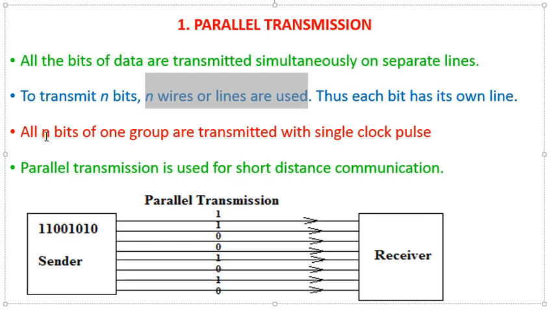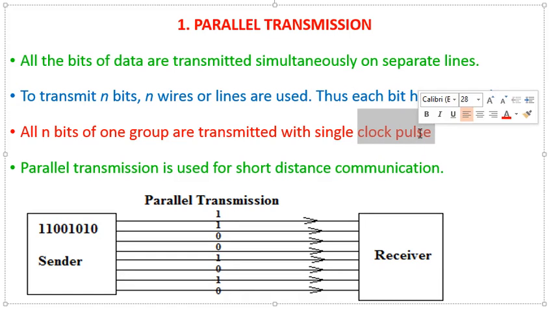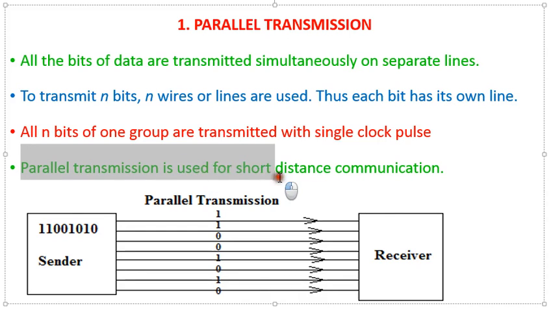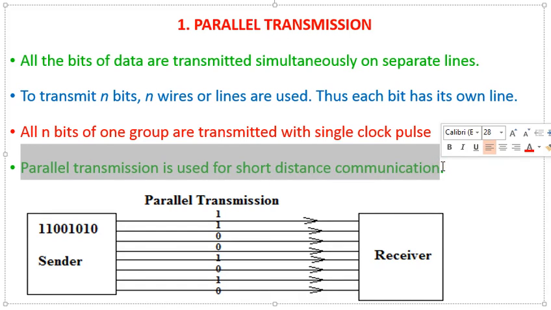So all these n bits of one group are transmitted with a single clock pulse. What we are saying is that the oscillator that is working for the data to transmit from one place to another, whenever it ticks once, one set of data is transmitted, another tick of the clock, another data set is transmitted. And basically this parallel way of transmission is used for short distance communication. It is not used for transferring data over a long distance. It is used for short distance.